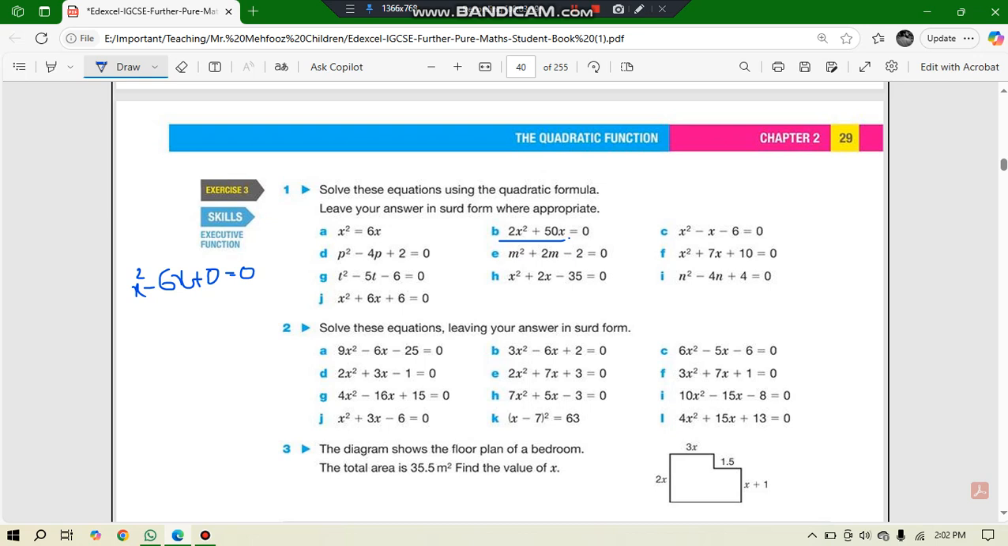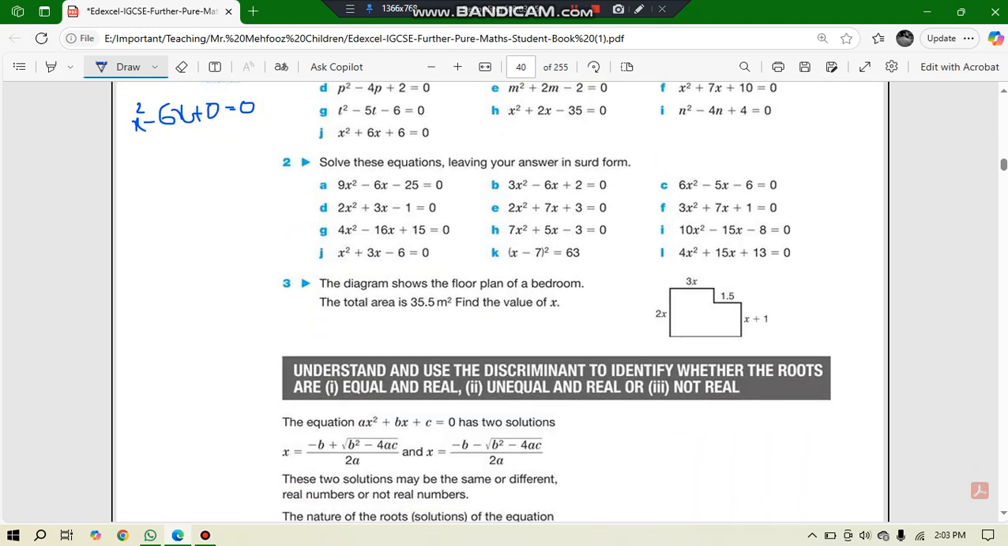Okay, next one is solve these equations, leaving your answer in surd form. So we also have to find the solutions for these quadratic equations by using the quadratic formula, right? These are very simple questions. The next is question number 3. The diagram shows the floor plan of a bedroom. The total area is 35.5 meters square. Find the value of x.